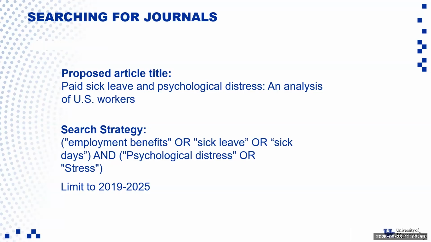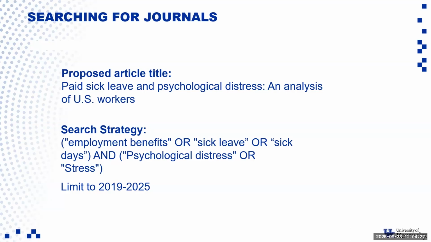This can be a very broad search, because we're not really interested in finding exact articles, but more so articles that have a similar theme or topic. So in this example, we proposed a draft title for our article. Our article draft title is Paid Sick Leave and Psychological Distress, an Analysis of U.S.